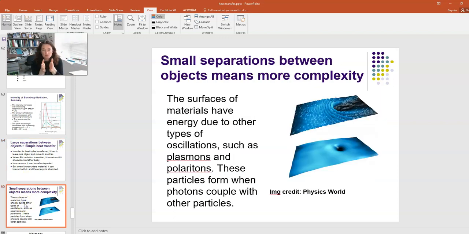But if you have small separations between the objects, and by small, of course, what I mean is nanoscale separations between the objects, then things get a little bit more complex. See, the surfaces of materials actually have an energy of their own. They have all kinds of oscillations going on at the surface. We've already discussed plasmons briefly, but there's also another quasi-particle called the polariton. So these particles can form when light particles, photons, couple with other types of particles and quasi-particles.